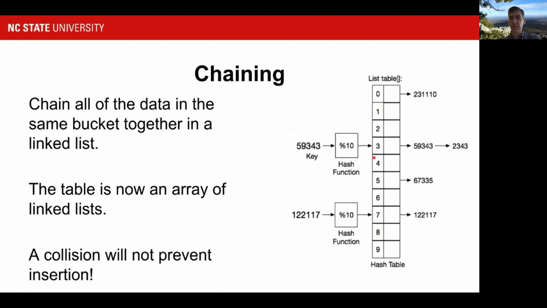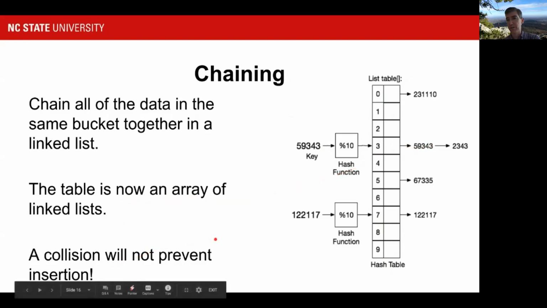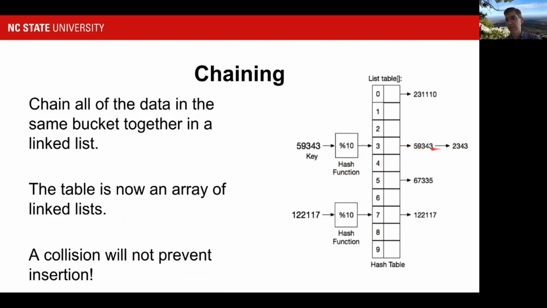So for example, when we hash into index 3 and we want to insert a new data item there, we can just append it to a linked list whose head is stored at index 3 in this hash table array. Right, so the table is now an array of linked lists, and a collision will not prevent insertion. We might have a collision, but that's fine. So now, at index 3, I have 2 entries instead of 1.